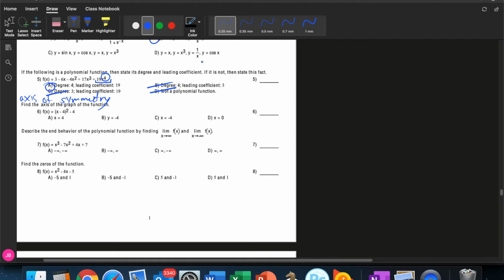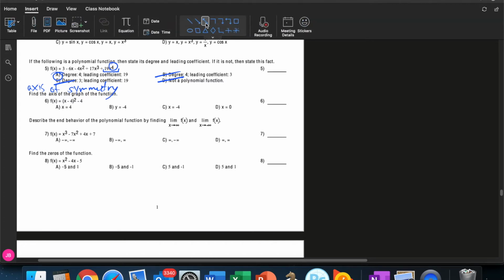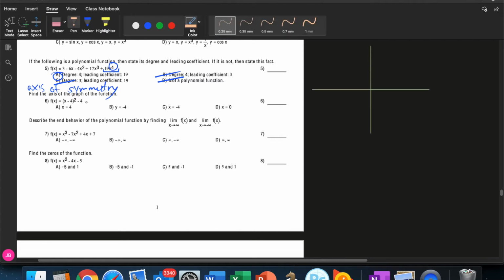In other words, what line can I use to cut this equation straight in half? So first and foremost, this is a transformation of a quadratic equation. So it's going to be 1, 2, 3, 4 to the right. We have x minus 4, that means 4 to the right. Remember, when it's inside parentheses, we basically go the opposite way of what we might think, so 4 to the right. And then that minus 4 gives us 4 down, 1, 2, 3, 4.